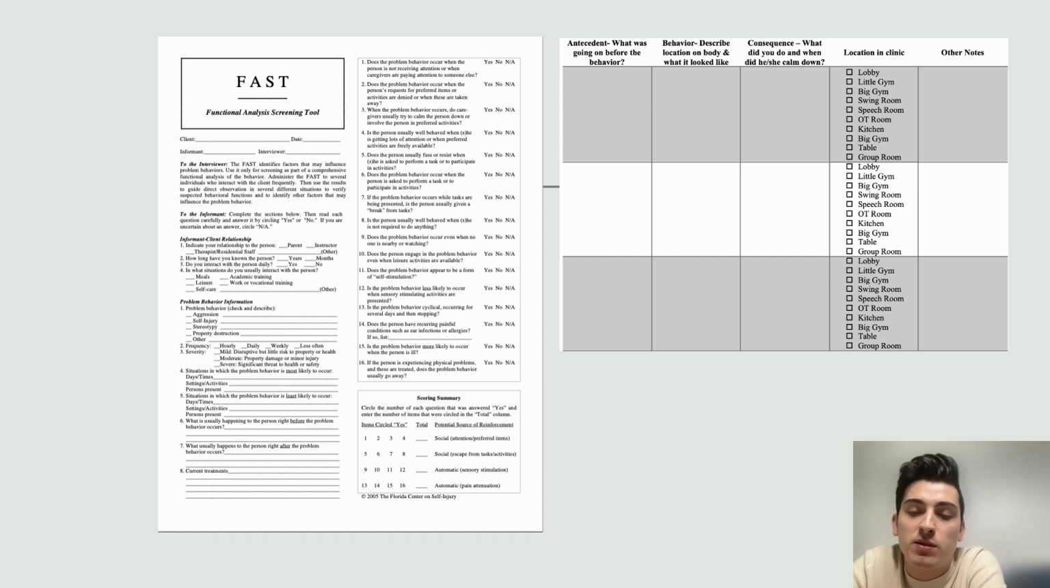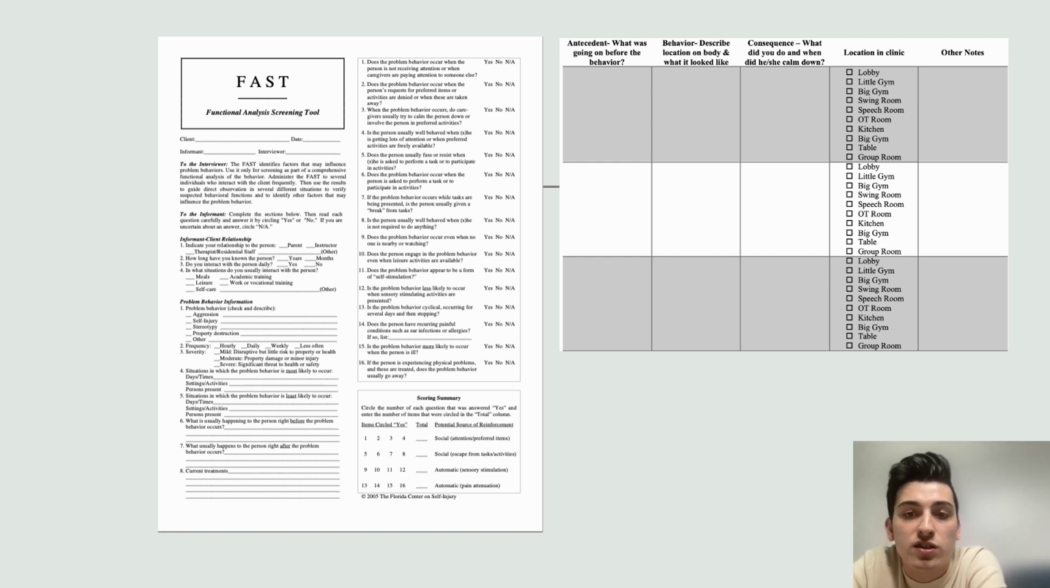Here we have examples of direct and indirect methods of an FBA. On our left, we have what is called a FAST, or functional analysis screening tool. This method of analysis can be given to a technician, a parent, or a caregiver to fill out and return to the BCBA in order to create a hypothesized function of behavior.